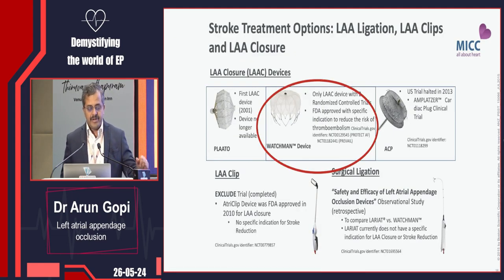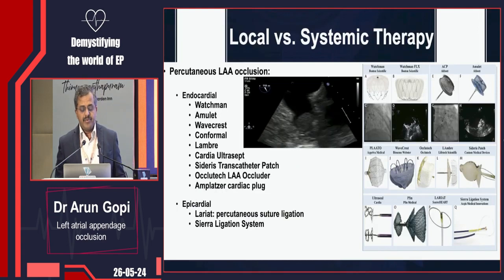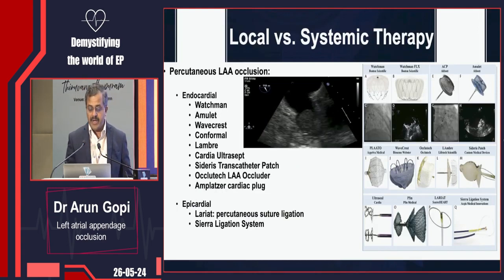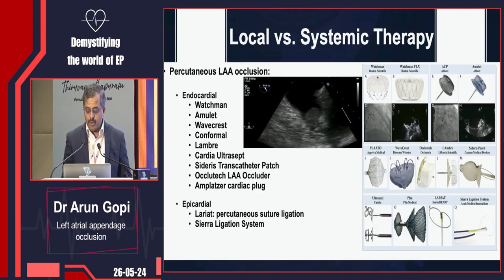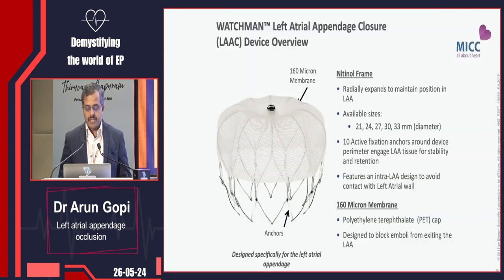And then we get behind the reduction of stroke. So we need to get behind the LA appendage, which needs to be closed. The most commonly studied device was Watchman. We now have a whole gamut of devices available, both endocardial and epicardial closure. But we used Watchman, which was the most studied device at that point of time. This is a nitinol frame with a PTFE membrane, available in sizes from 21 to 33. It's an intra-LA device with 10 fixation anchors.